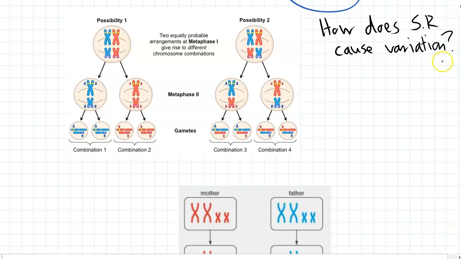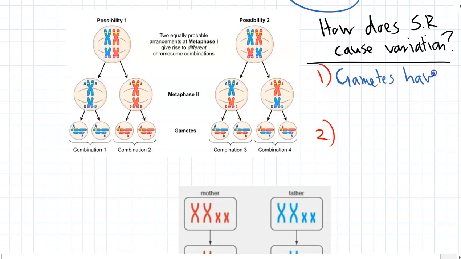And there's two main reasons we'll look at here. The first one is the fact that in meiosis, each gamete that gets produced from meiosis has a random half, or a random 50% of the chromosomes. Gametes have a random 50% of chromosomes from the parent cell.